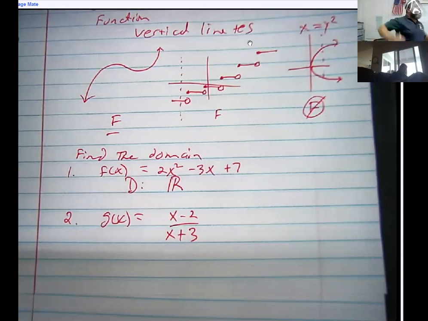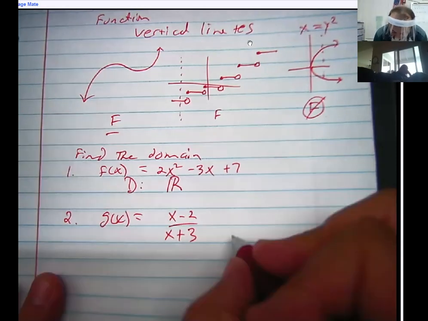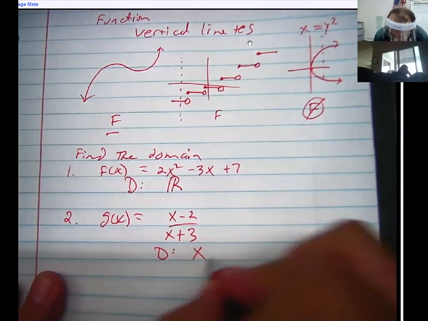x cannot be -3. Now, why can x not be -3? Because the one thing in math you can never, ever, ever do is divide by 0. It makes no sense. It violates the definition of division if you try to do it. Bad things happen. So my domain here, quite simply, is I'm going to write that.